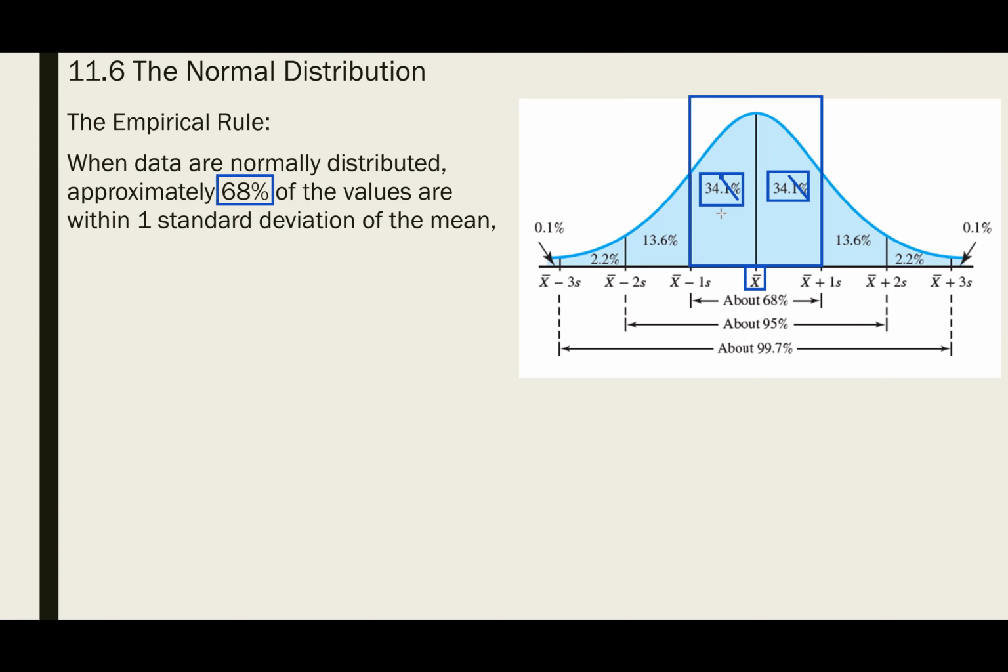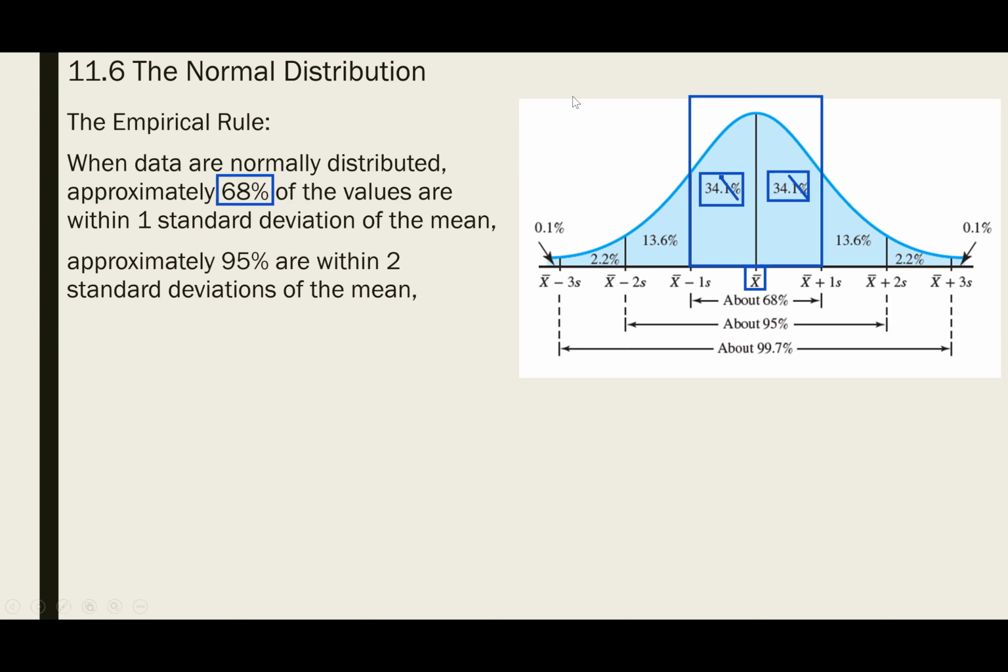Meaning, if I have 100 people in total, 68 of them will be clustered around the mean. So the empirical rule tells us that if we go up one and down one, it will be considered 68% of your data.